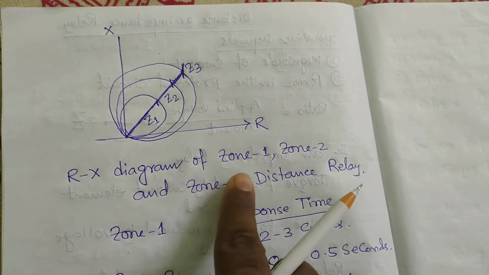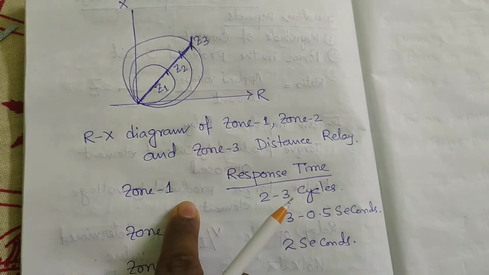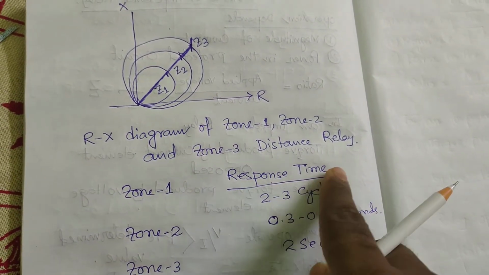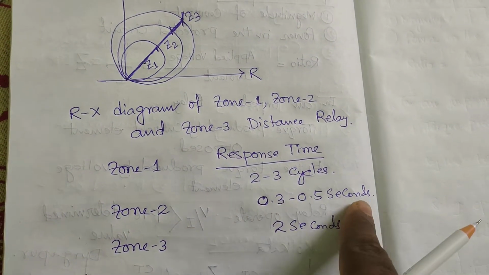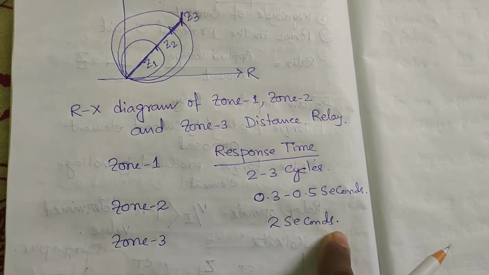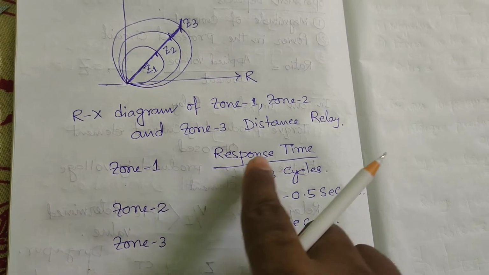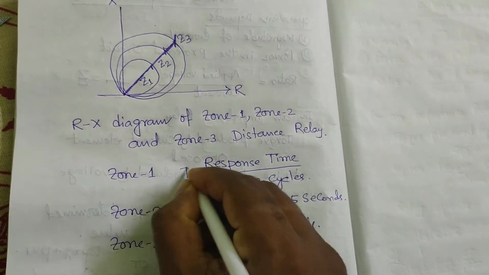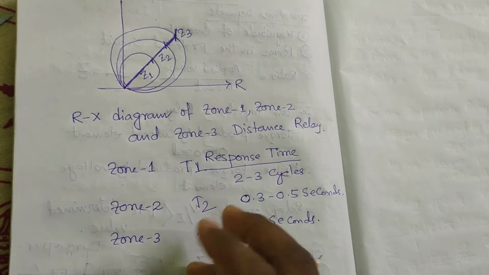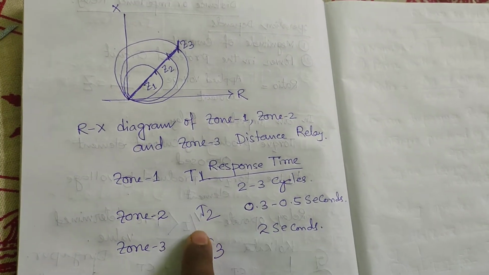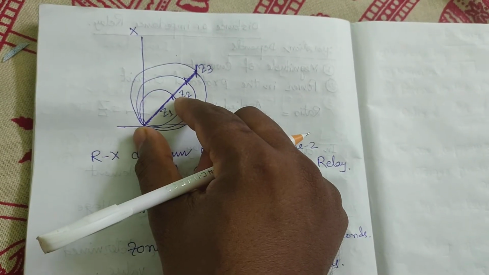So the RX diagram of zone 1, zone 2 and zone 3 of the distance relay. We are discussing zone 1. Response time is 2 to 3 cycles. Zone 2, 0.3 to 0.5 second. Zone 3, 2 seconds. This is the time delay. A time delay is provided with each zone, that may be the T1 time delay, the T2 time delay, the T3 time delay. So depending on T1, T2 and T3 and on the requirement, we are calculating the zones.